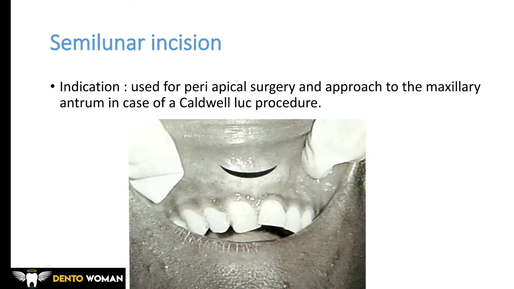Semilunar incision. It is used for periapical surgery and approach to the maxillary antrum in case of the Caldwell-Luc procedure. This type of incision is usually used to expose the periapical area. As you can see, the free gingival margin is left untouched and the incision is placed in the region of the tooth apex.